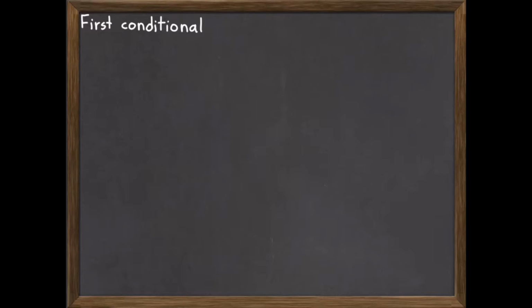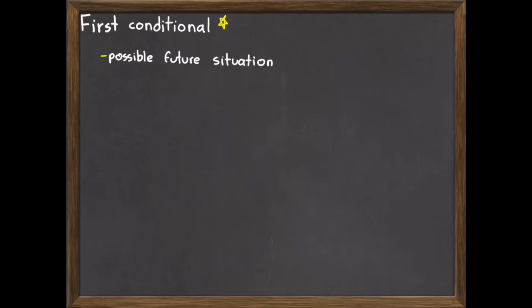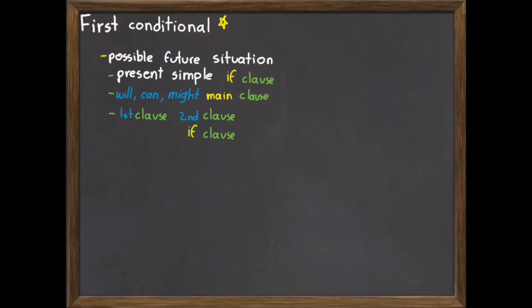Now let's start looking at the first conditional. When do we use the first conditional? We use the first conditional to talk about a possible future situation. Now there are a few rules. For example, we use the present simple in the if clause. We also use will, can, or might, and the verb in the main clause. And lastly, the if clause can be either the first or the second clause in the sentence. They're both correct.